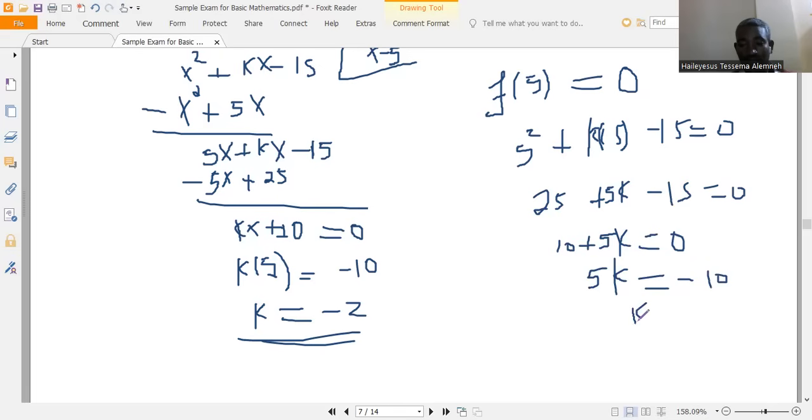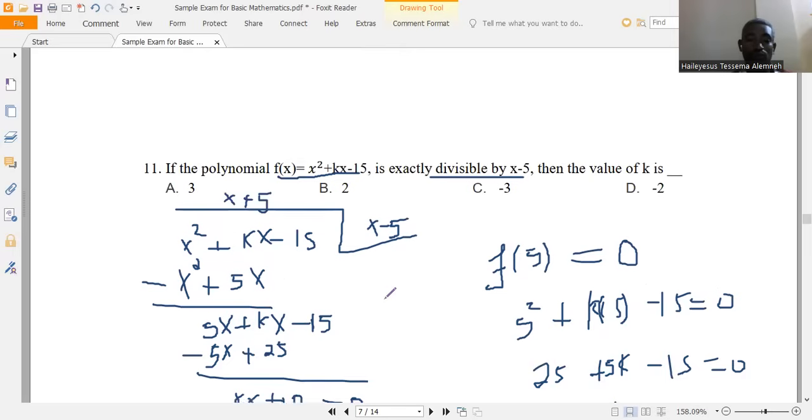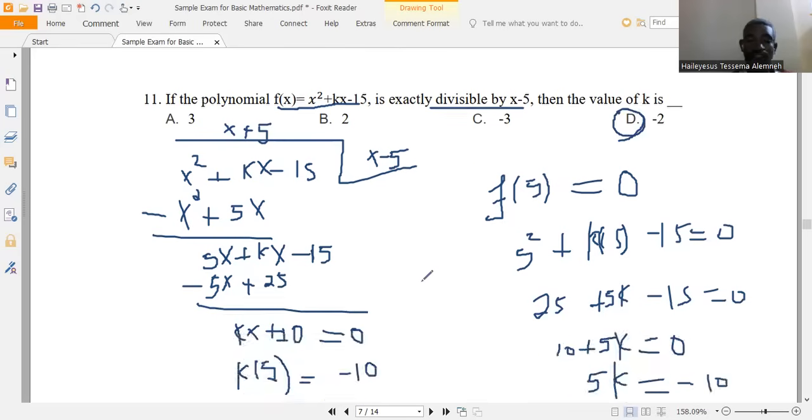So k is equal to how much? k is equal to minus 2. So we can work on both sides, and the answer is negative 2. So this is the value, the exact solution.